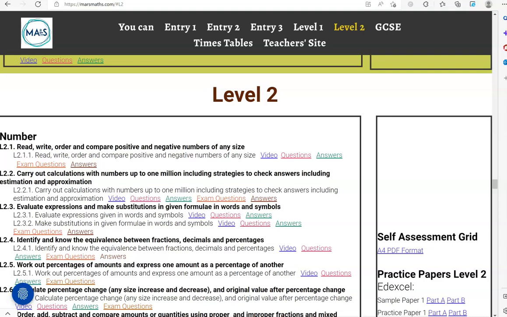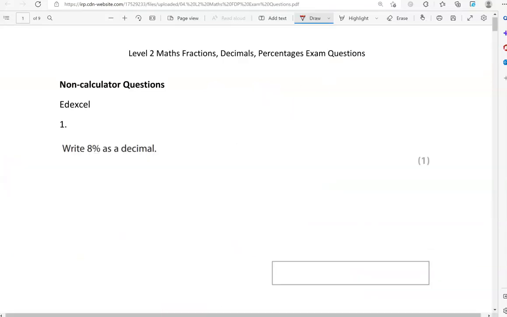In this video, we'll go through exam questions that cover the level 2 criteria: identify and know the equivalence between fractions, decimals and percentages. You can locate the questions on the mathsmath.com website under level 2. The questions are from different exam boards. We'll start with the non-calculator questions and then we'll move to the calculator questions.